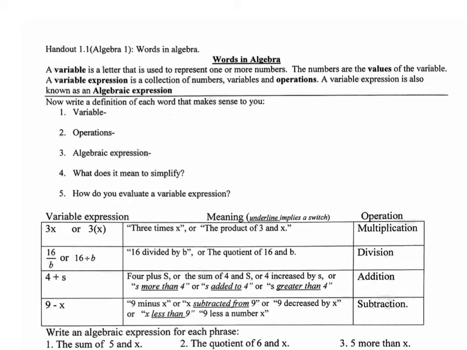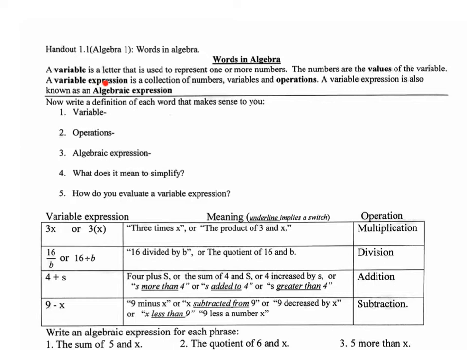So this is the very first section of chapter 1. Right here it reads, a variable is a letter that is used to represent one or more numbers. The numbers are the values of the variable. So let's say x is a variable, and once you know that x is equal to 3, the 3 is the value of that variable.